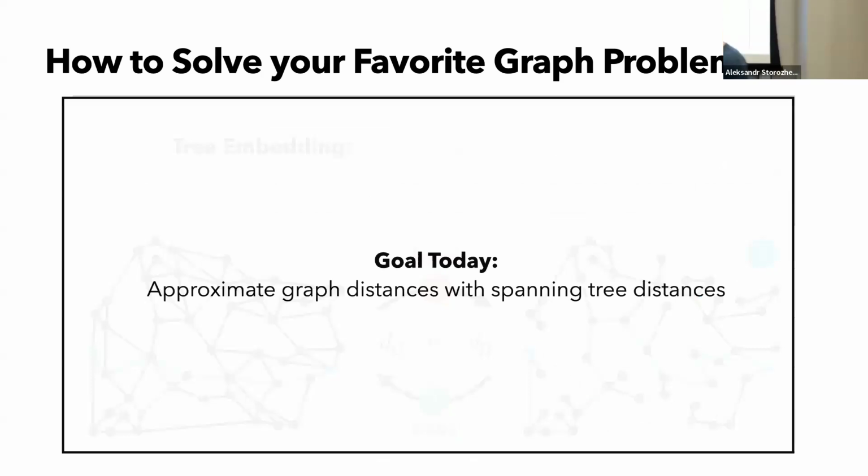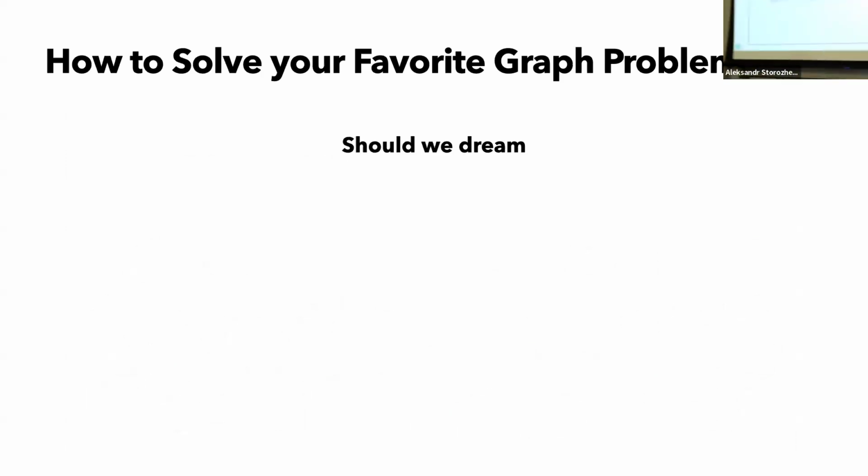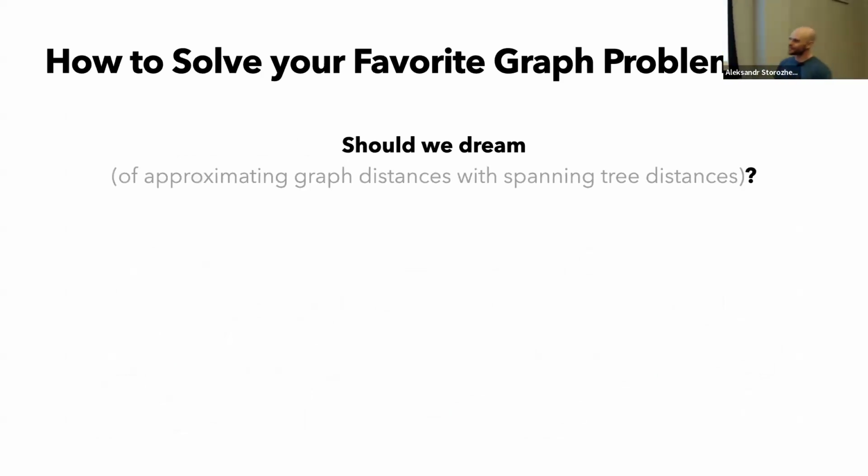All right. So basically, summarizing, what I'm going to be interested in today is understanding this tree embedding step, and in particular, understanding how to approximate graph distances with spanning tree distances. All right. So at this point in the talk, you should ask yourself a question, which is: should we dream? And more specifically, should we dream of approximating graph distances with spanning tree distances?